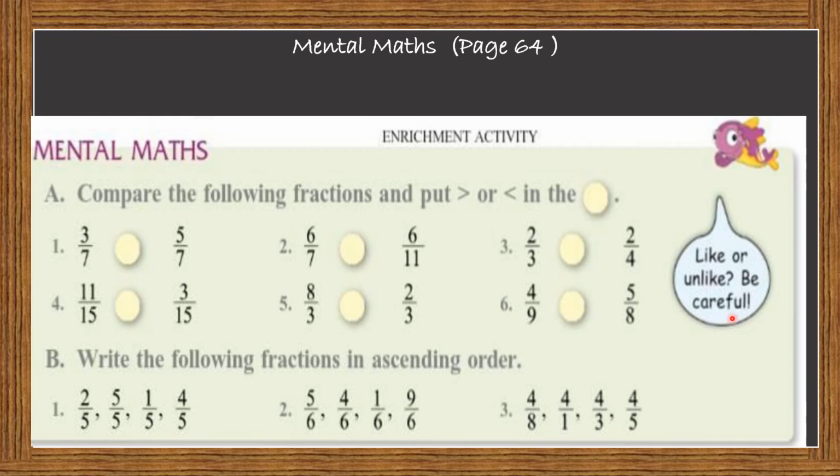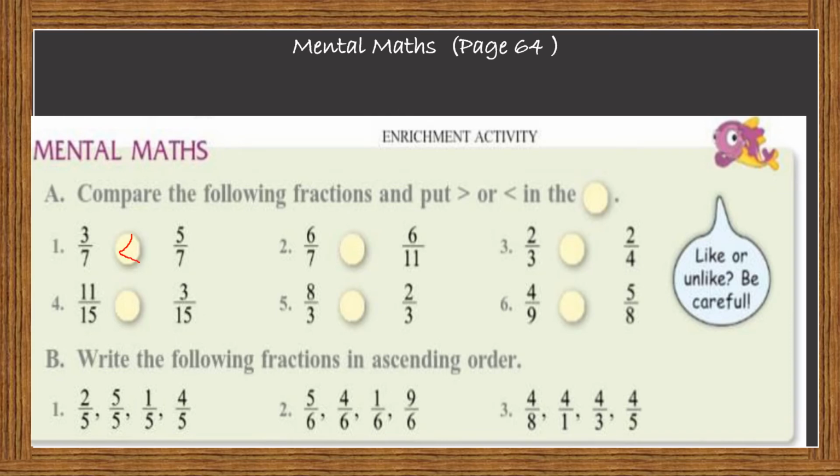So first of all, we will solve all the like fractions. To find out like fractions, check the denominators. Here the denominator is 7 and here it is also 7. So it is a like fraction. What does a like fraction say? Like fractions say compare only the numerators. So 3 and 5 we have to compare. Which one is greater? Obviously 5. So 3 upon 7 is less than 5 upon 7.